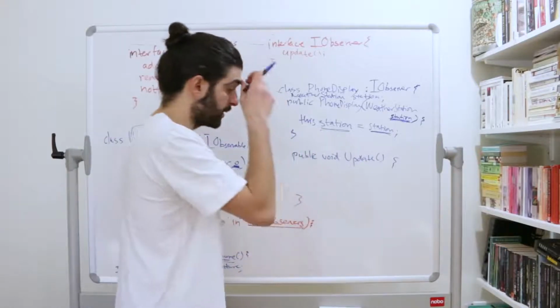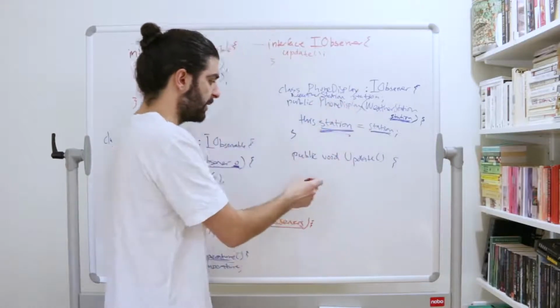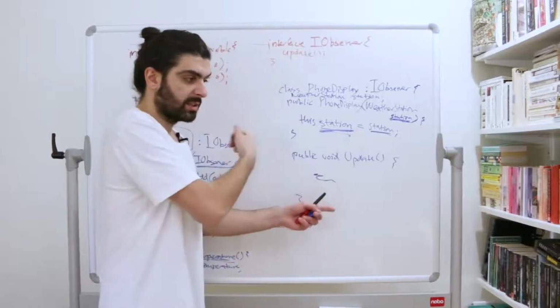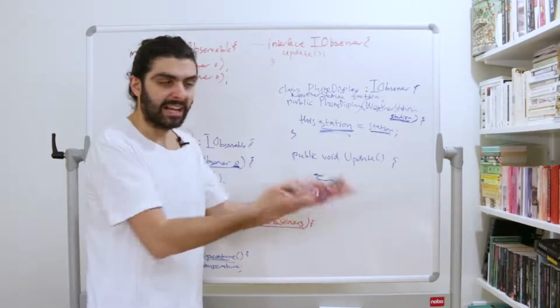And here's the thing that we talked about before. If we didn't pass in the station to the constructor, what would we do here? We would know, aha, okay, the weather station has some new data, I know that. But what am I going to do with that data? Because I can't access that data.